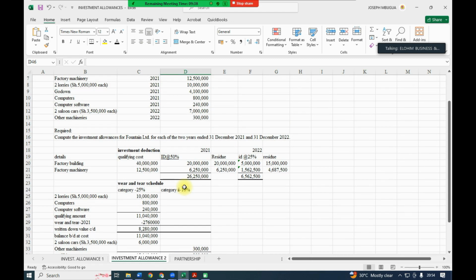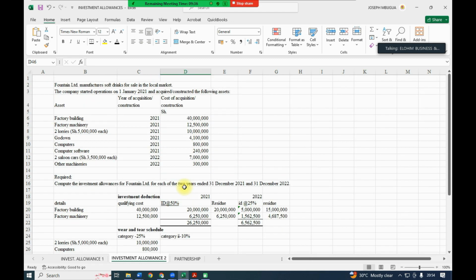Remember, residue is a balance. When we talk about the residue, it is the balance that remains after we have provided for the first period. That balance that remains, which we have not yet claimed the capital allowance on, is what we are taking forward to claim for the next particular period.